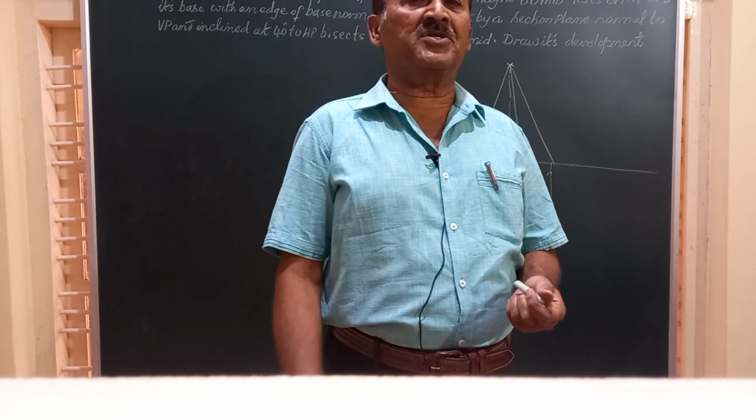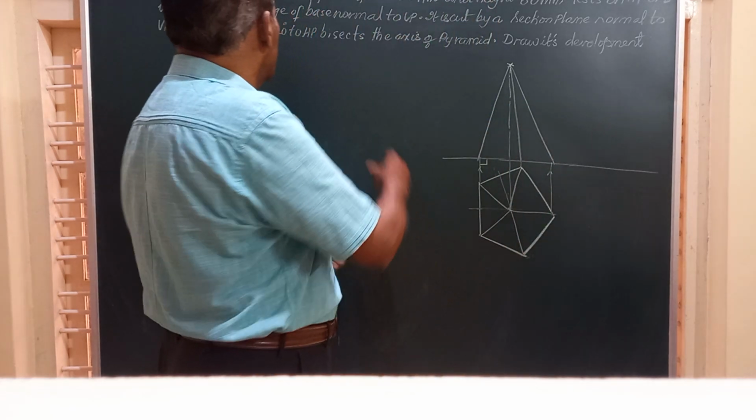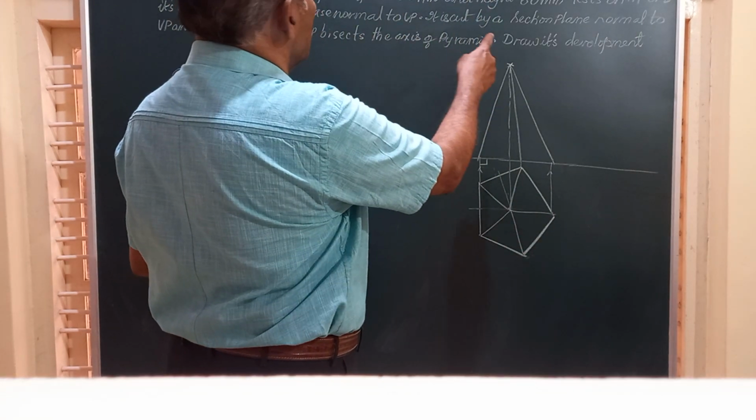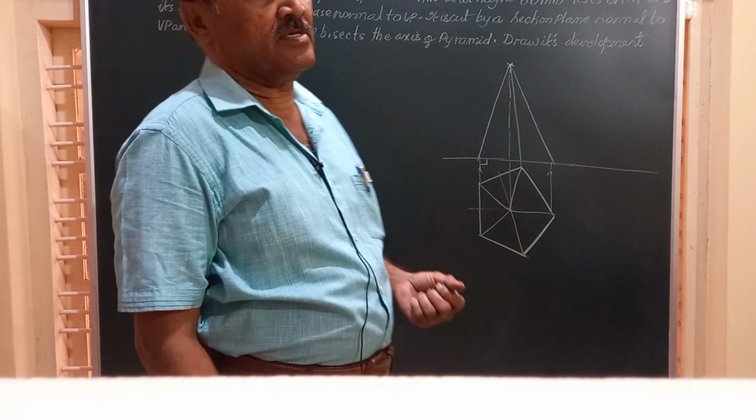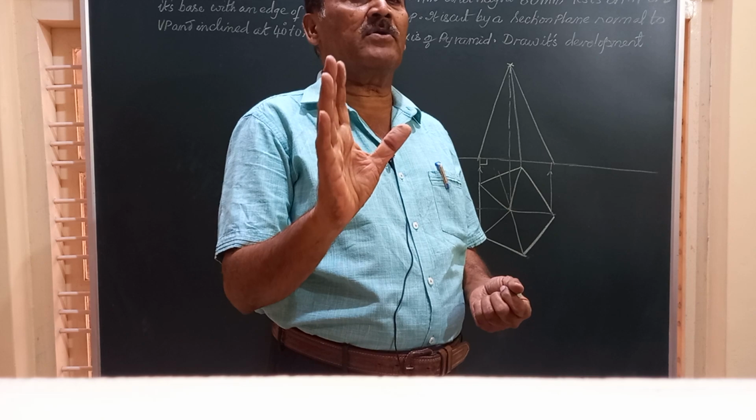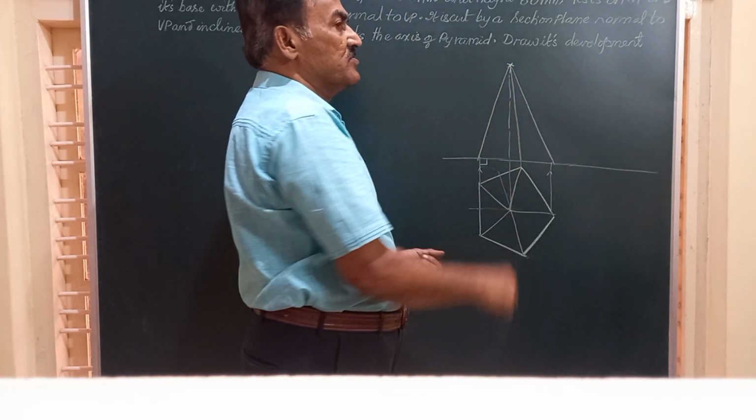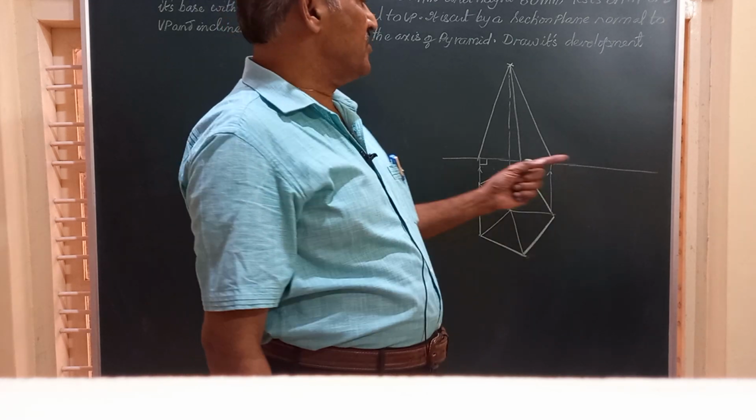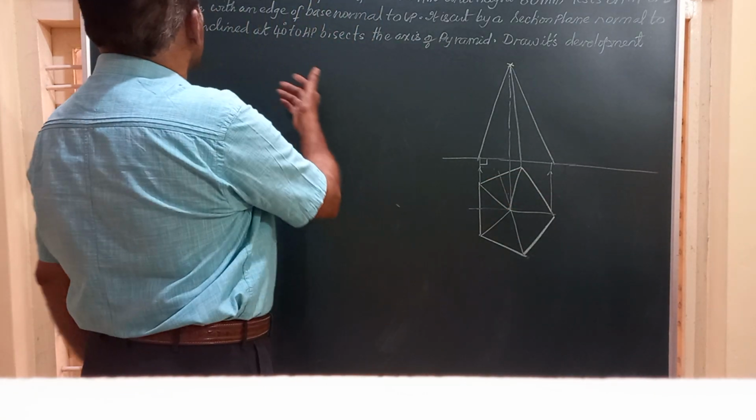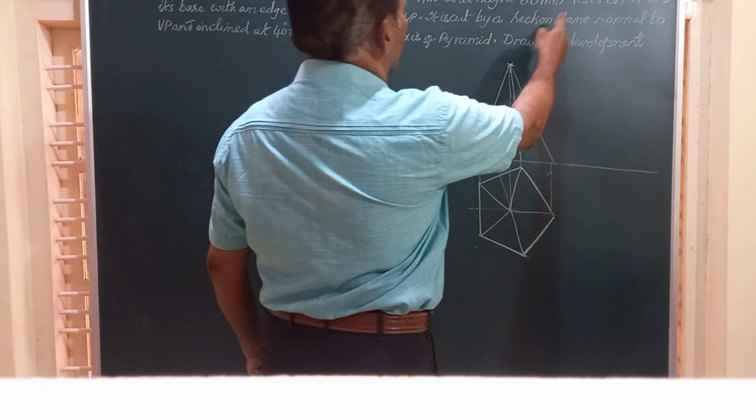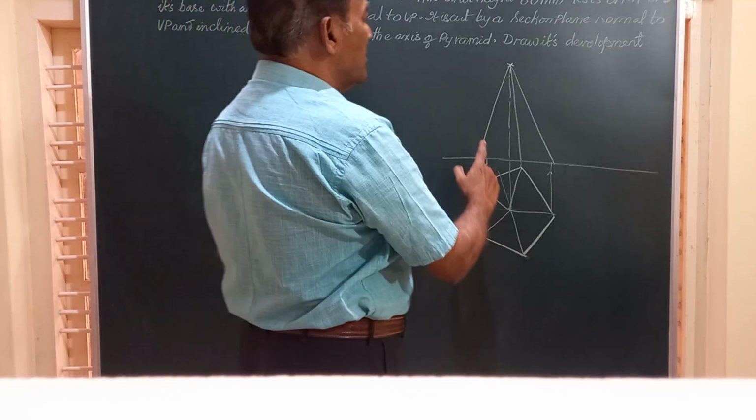Myself Dr. M.H. Annaya, and in today's video we are going to work out a problem on the development of a pentagonal pyramid. A pentagonal pyramid will have a pentagonal base and the highest point is called the vertex. And they have given us the dimensions, and this pyramid is resting on its base on HP with an edge of that base normal to VP.